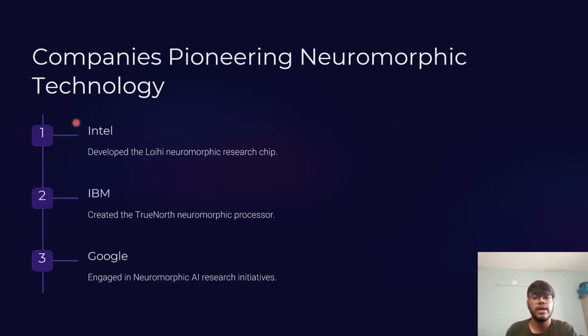Companies pioneering neuromorphic technology. Many big tech companies are investing in this field. Intel has developed the Loihi chip, which is one of the most advanced neuromorphic processors today. IBM built the TrueNorth chip, which simulates millions of neurons and billions of synapses. Even Google is researching neuromorphic methods to improve AI performance. Those innovations are pushing neuromorphic computing into real-world use cases.